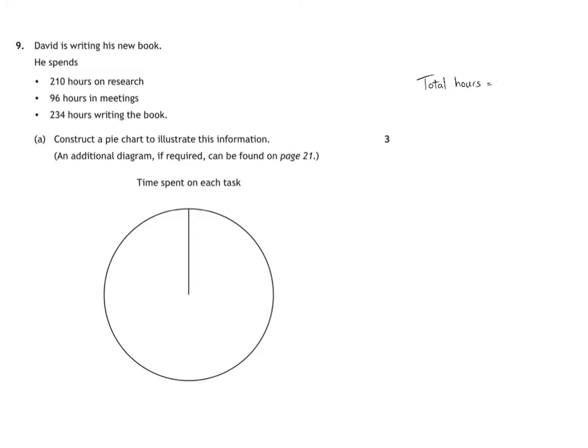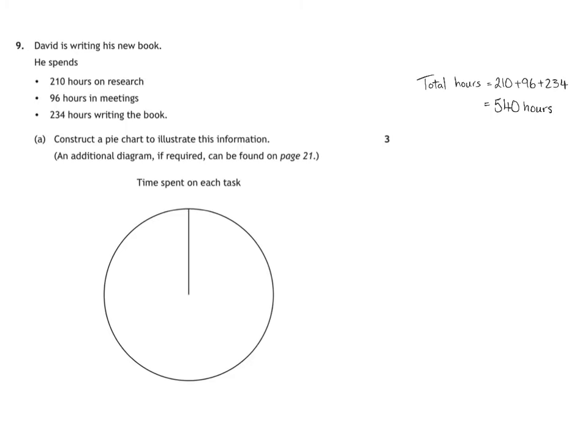So total hours spent, we've got 210 plus my 96 plus my 234, which tells me altogether this person with their book spent 540 hours. So now we need to work out our angles for our pie chart.